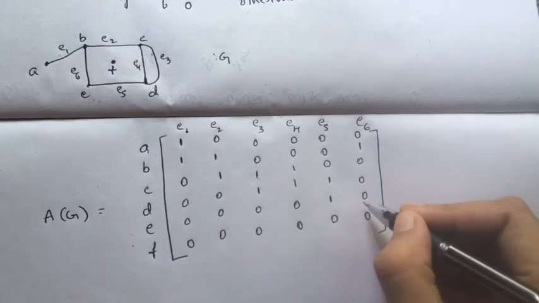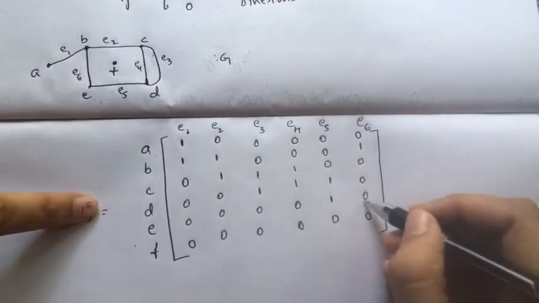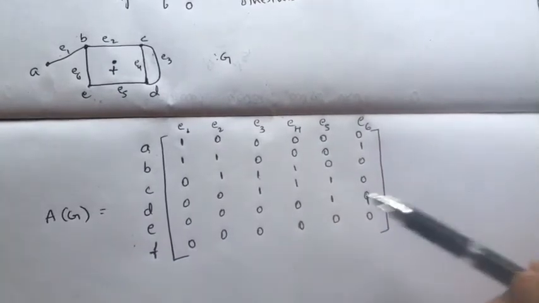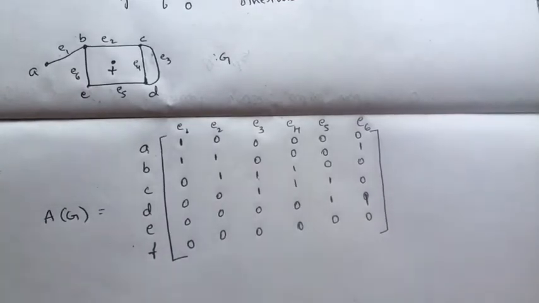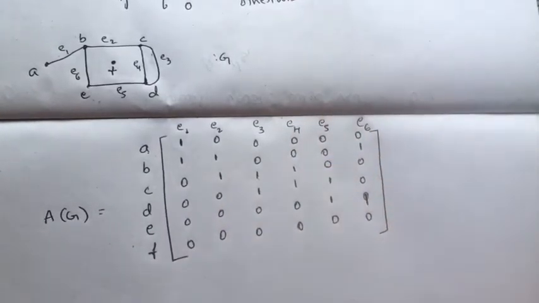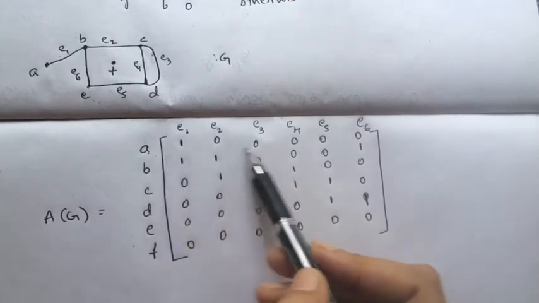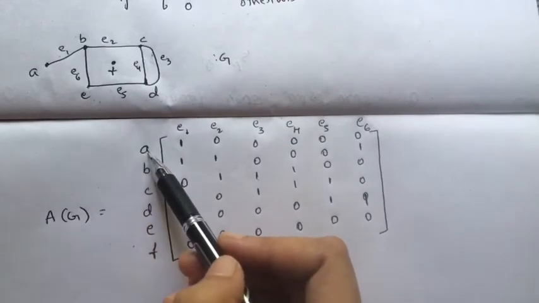I'm sorry, E6 is incident on B and E, right? I'm so sorry. So the first observation is that every edge is incident on exactly two vertices, therefore each column of A of G has exactly two ones, and the number of ones in each row represents the degree of the corresponding vertex.